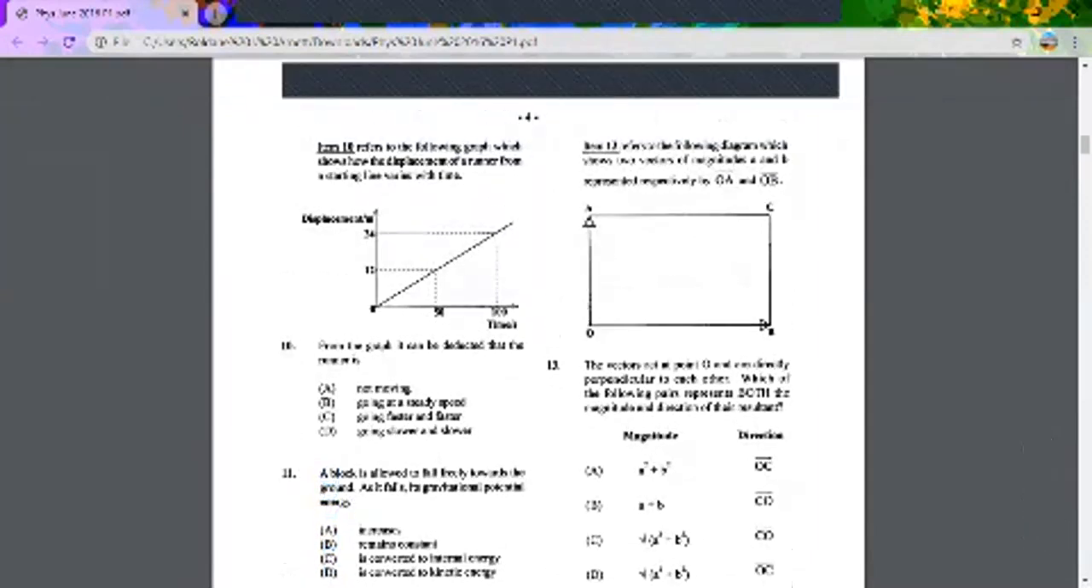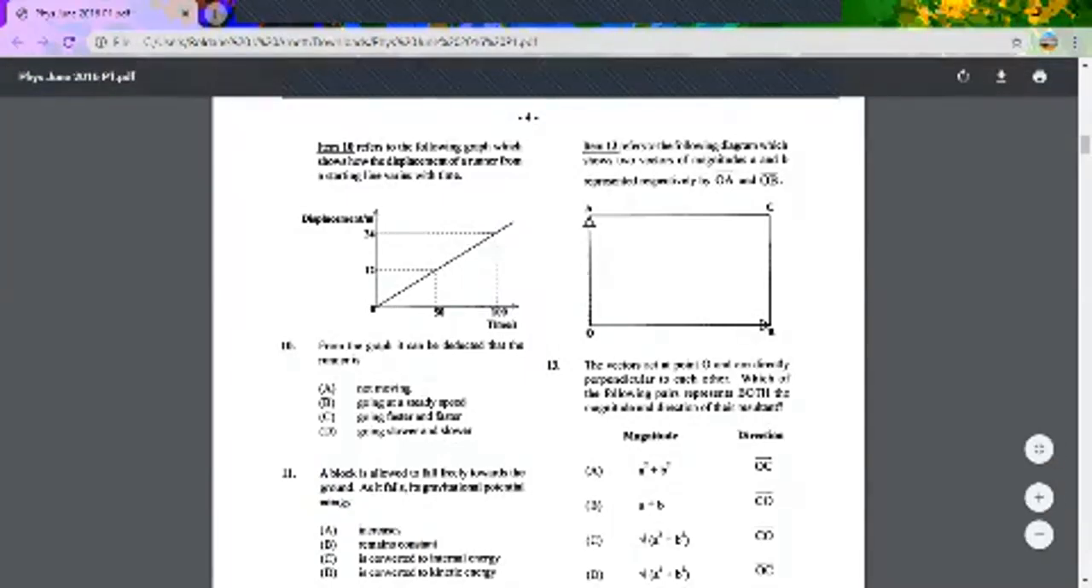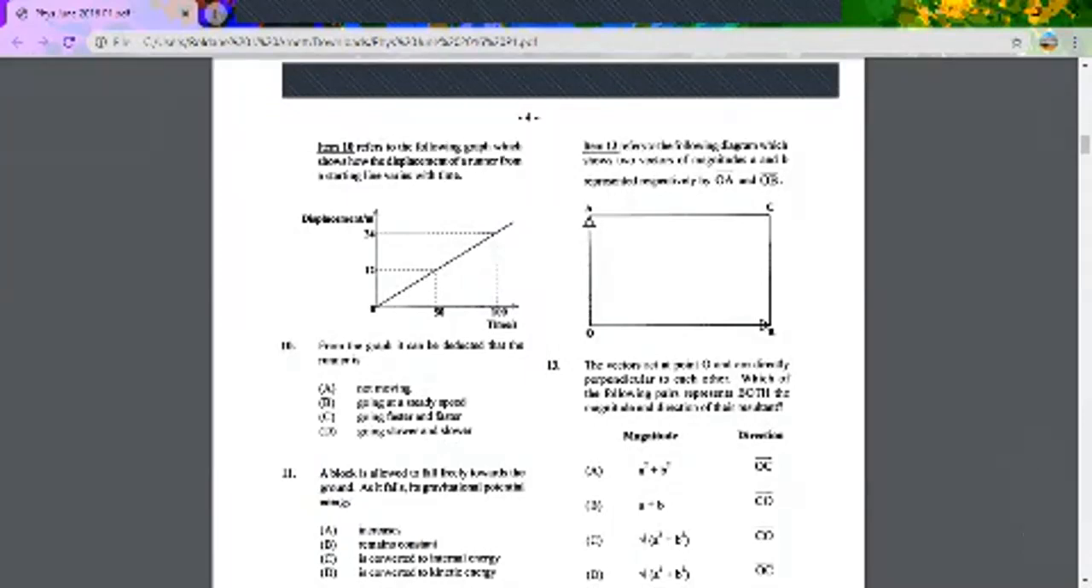Number 13, and we're going good so far. 13, the vectors at point O, origin if you want, are directly perpendicular to each other. Which of the following pairs represent both the magnitude and direction of their resultant? How are we going to do this? Let us use the head to tail diagram. So we're going to move one of these. Let's move OA.